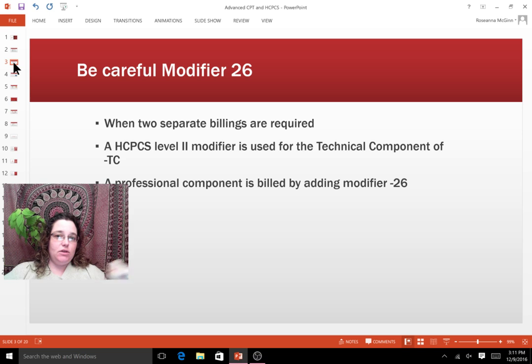So when you have to split those two apart, which happens a lot, providers will send you to have your ultrasound done somewhere, or your x-ray done somewhere, or whatever. Then you only bill for the professional component and you add modifier 26. If you have the equipment at that facility, you do not ever add modifier 26, and that's the biggest mistake I see for radiology, and actually for all services this type of rule is applied. So kind of think about that.